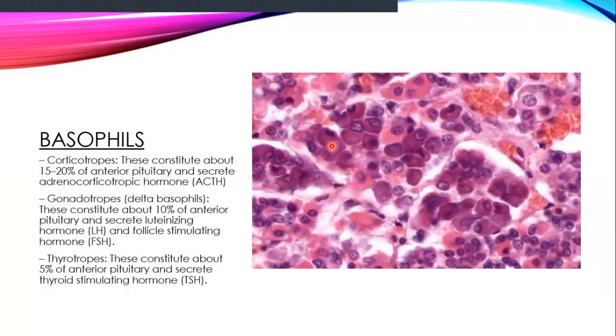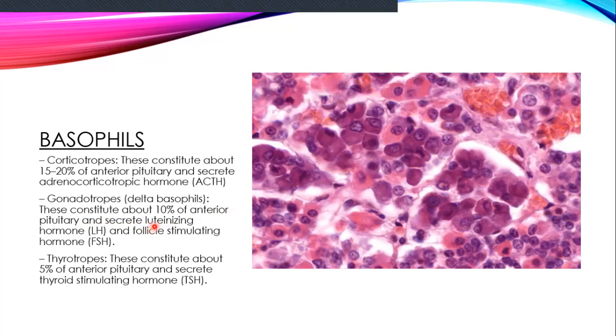Basophils, the blue purple ones, these ones here, are of three types. They can be corticotrophs, gonadotrophs, and thyrotrophs. Corticotrophs usually constitute about 15 to 20% of the anterior pituitary and usually secrete adrenocorticotropic hormone. Adrenocorticotropic hormone acts on your adrenal cortex to stimulate the production of cortisol. Then you have gonadotrophs.